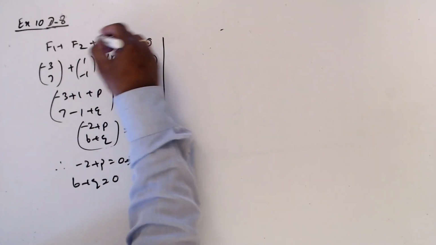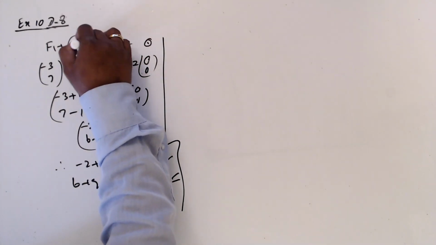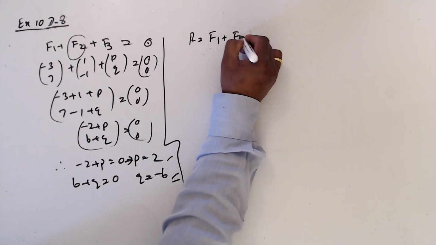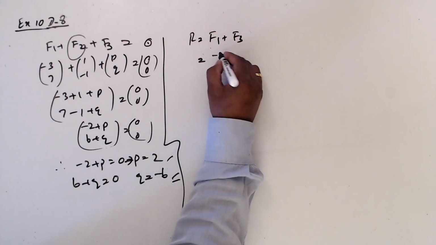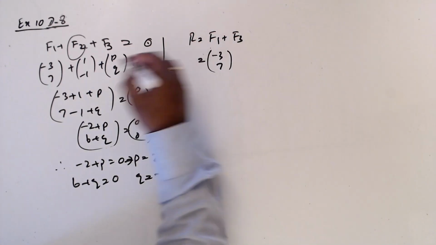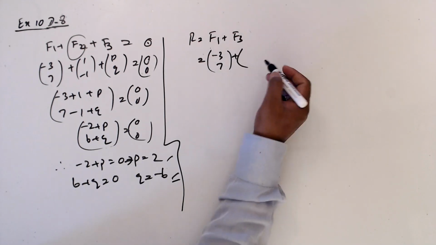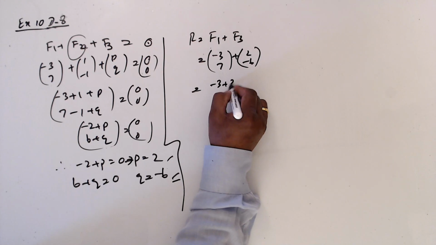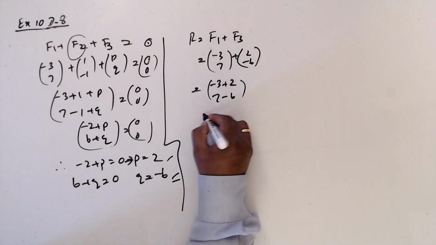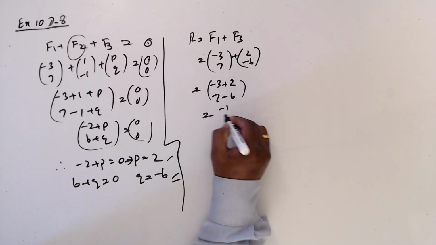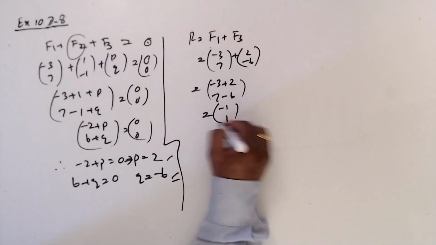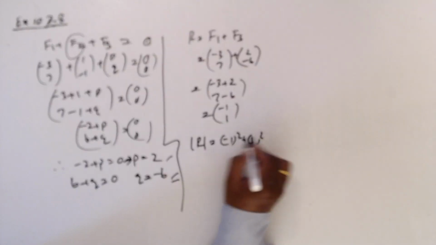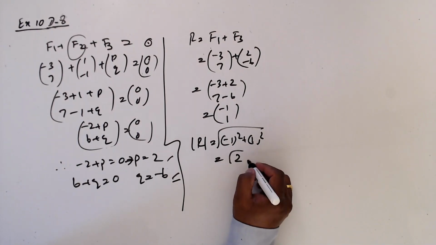After that, for the next question, F2 is removed. Then you have the resultant force F1 plus F3. F1 is (minus 3, 7), and F3 is (P, Q), with P equal to 2 and Q equal to minus 6. So minus 3 plus 2, 7 minus 6, so this is going to be (minus 1, 1). So the magnitude of R is the square root of minus 1 squared plus 1 squared, that is square root 2.